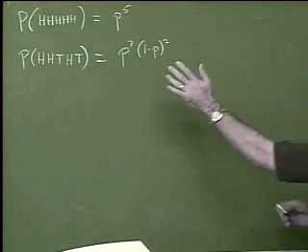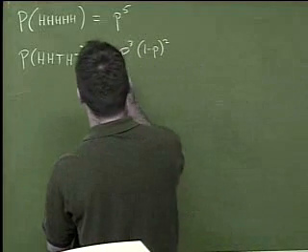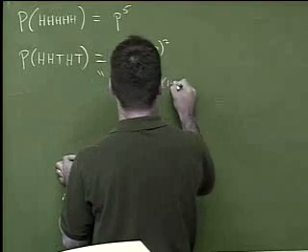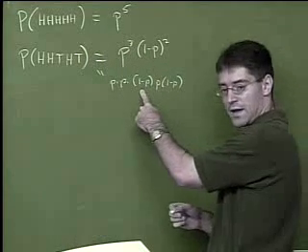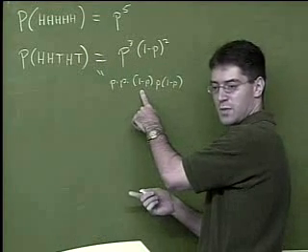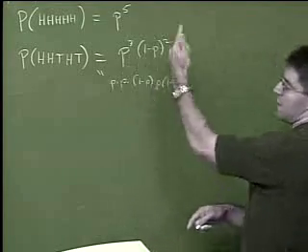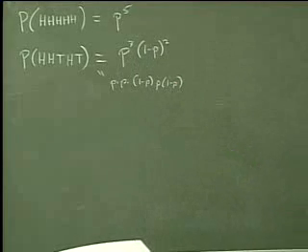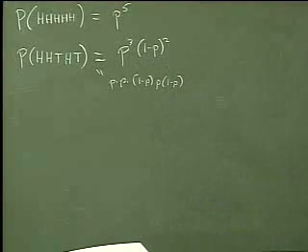Well, I could put in one other step. It's P times 1 minus P times 1 minus P. First flip is heads, second flip is not heads, and the only other option is tails, so the probability of tails is 1 minus P. And since multiplication is commutative, you can rearrange the order. It's P cubed times 1 minus P squared, right?